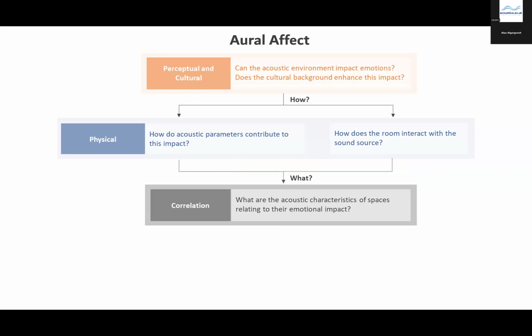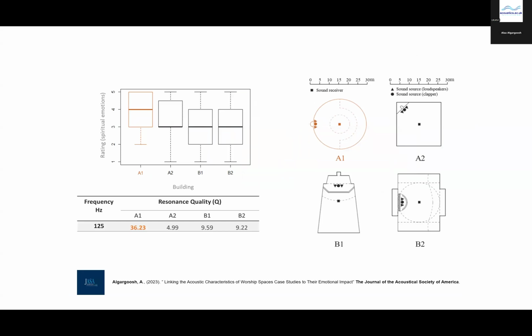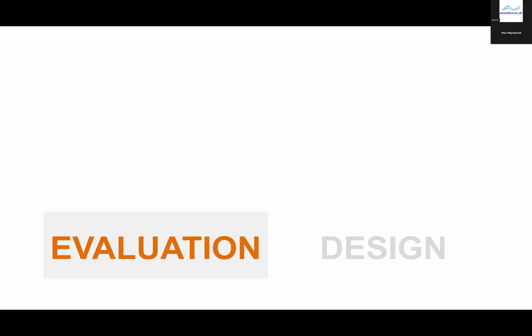So the third part was correlating the acoustic metrics with the emotional indicators. This is a whole paper that, if you're interested, you can take a look at in JASA, but I'm just highlighting here the main finding, in which we realized that the building that was reported as the highest in terms of emotional impact was also the building with the highest resonance quality at low frequencies. And in this case, the building has distinguished geometry, and that was motivating to study how we can design spaces that enhance the positive emotional impact to create supportive acoustic environments. So all the previous work was focusing on the evaluation, but the next projects will focus on the design aspects, and they're all ongoing projects.